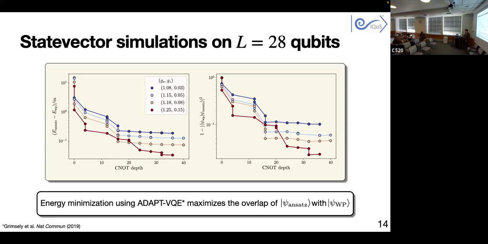And you can see that by minimizing the energy, which is the plot on the left, the quality of the state that I prepare is also increased. And this is what I'm showing on the plot on the right.